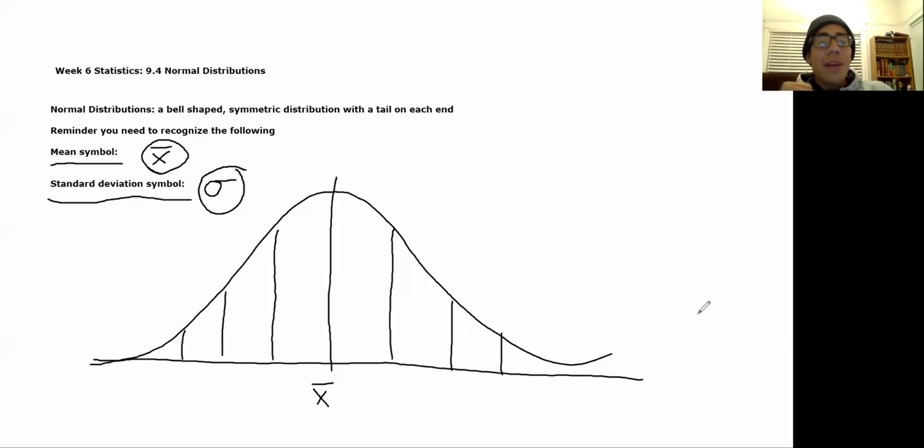How does standard deviation come into play here? Well, if this is the middle, right? If X is the middle, let's say that X is 5, and our standard deviation is, I don't know, 1. Every single line you see is going to have a value attached to it, okay?